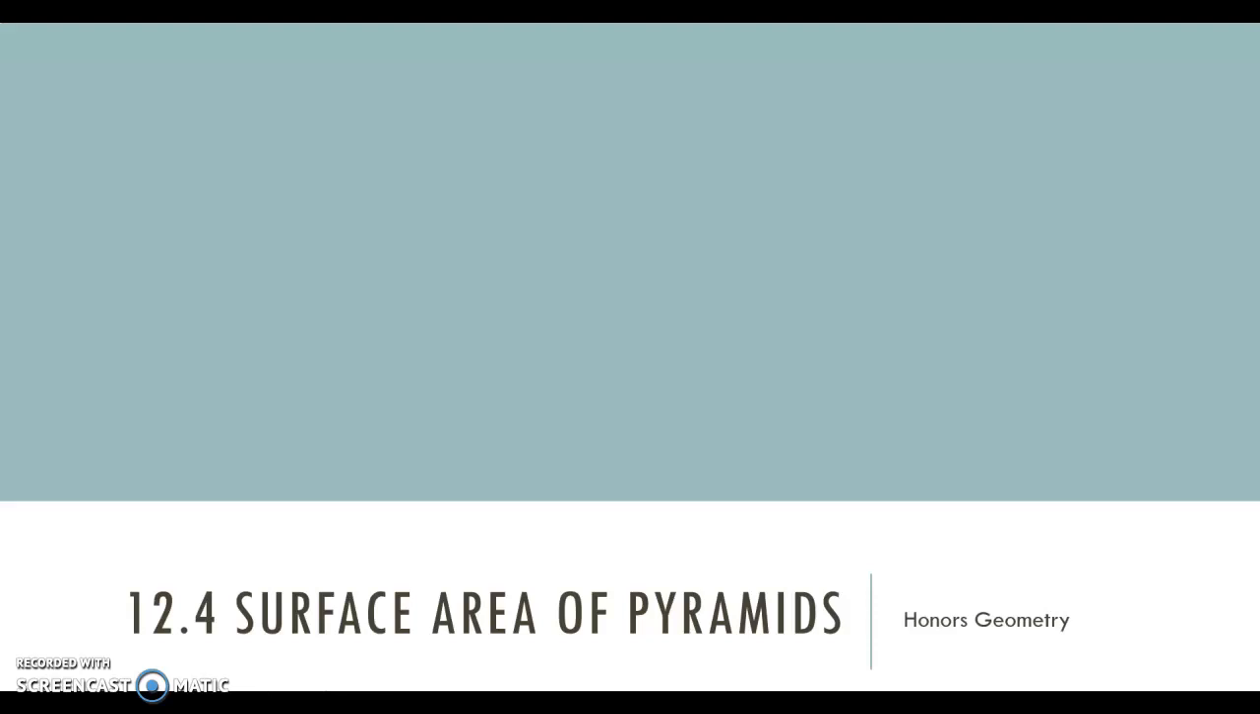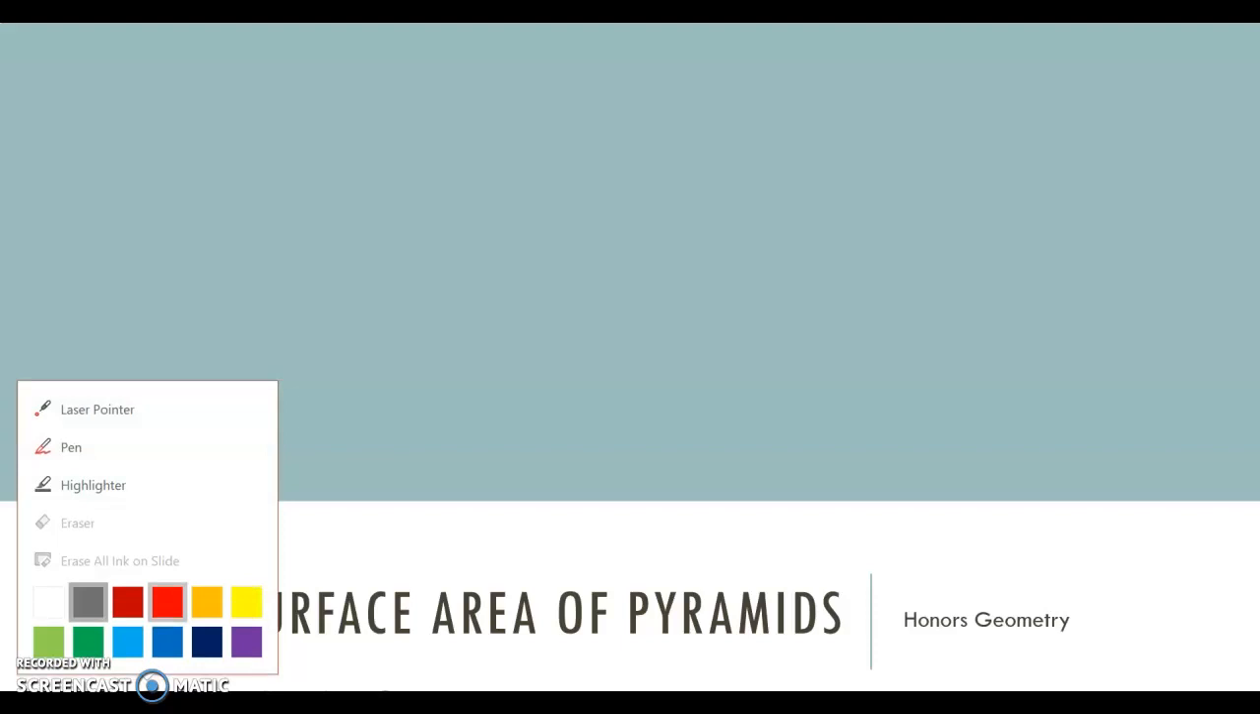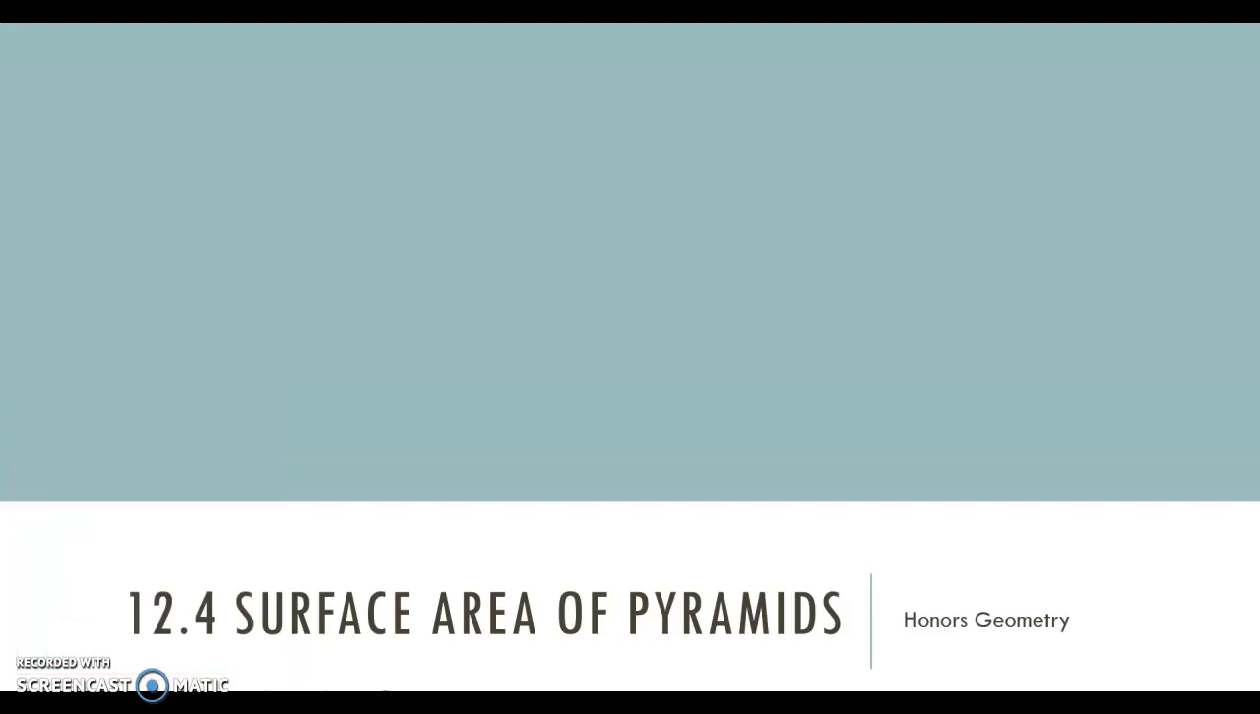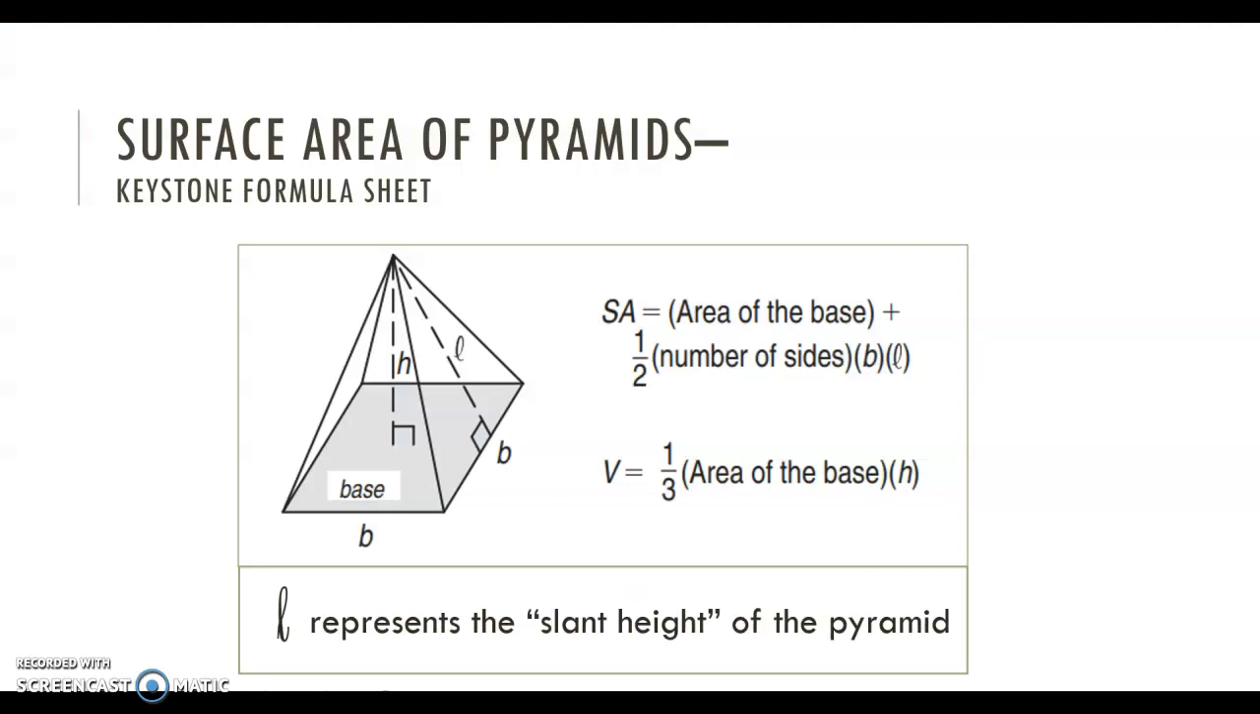Next, we are going to be looking at pyramids, and we are going to first look at surface area of the pyramids, which is found in section 12.4 in your textbook. So let's take a look at the surface area formula here first. This can be found on your Keystone formula sheet. Here's your surface area formula.